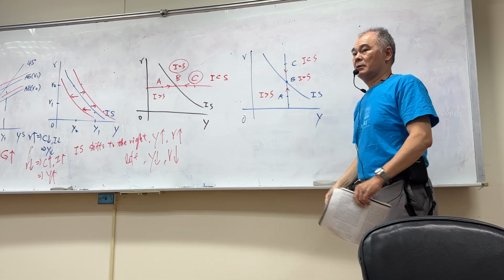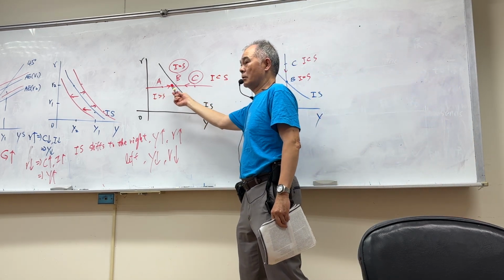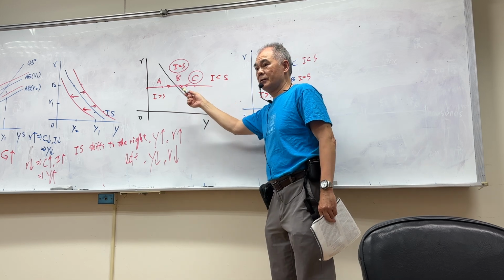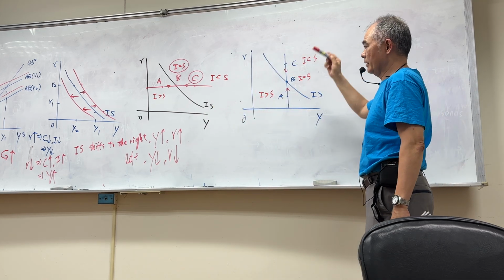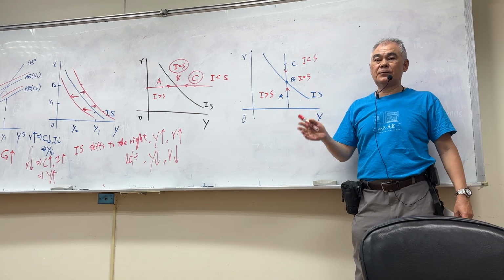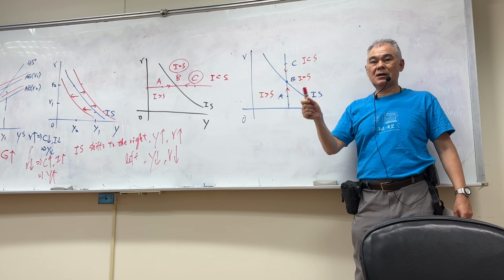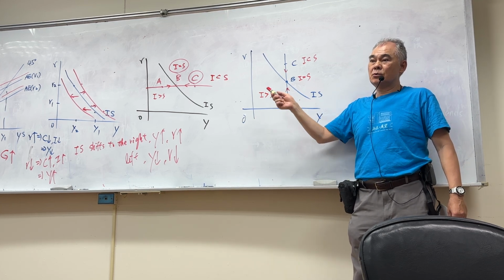Okay, so this direction is different. Here to the right, here to the left, and here is going up, and here is going down. So there's no gimmicks. If you understand basic economics about interest rate, investment, and saving, you should be able to answer all these questions.